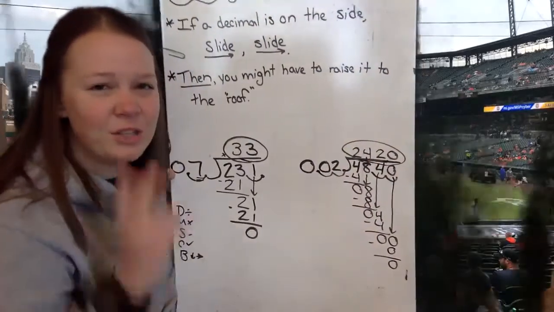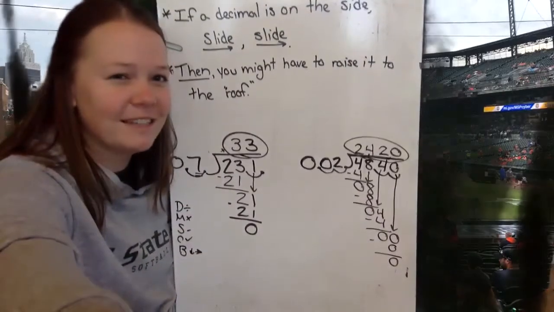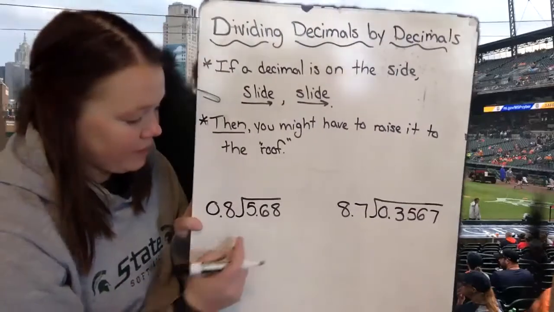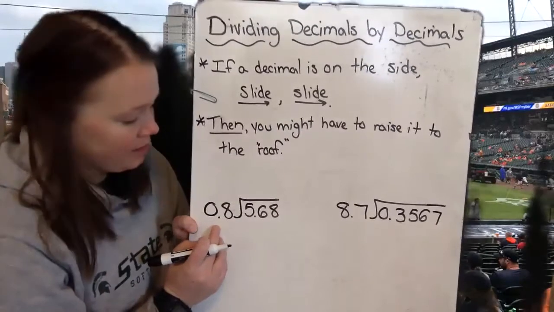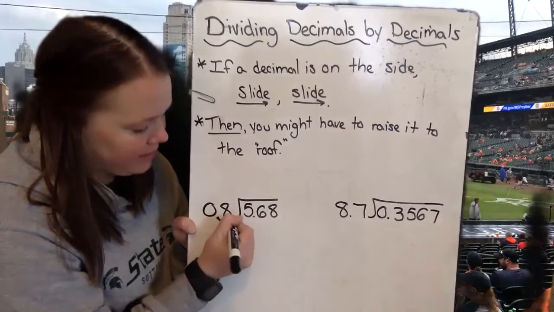All right, we're going to try 2 more. You'll see how you have to raise it to the roof sometimes on these next ones. Here we go. So here are our last 2 examples. We have 5.68 divided by 0.8. Just like before, if the decimal's on the side, we're going to slide. So we're going to slide it over once.